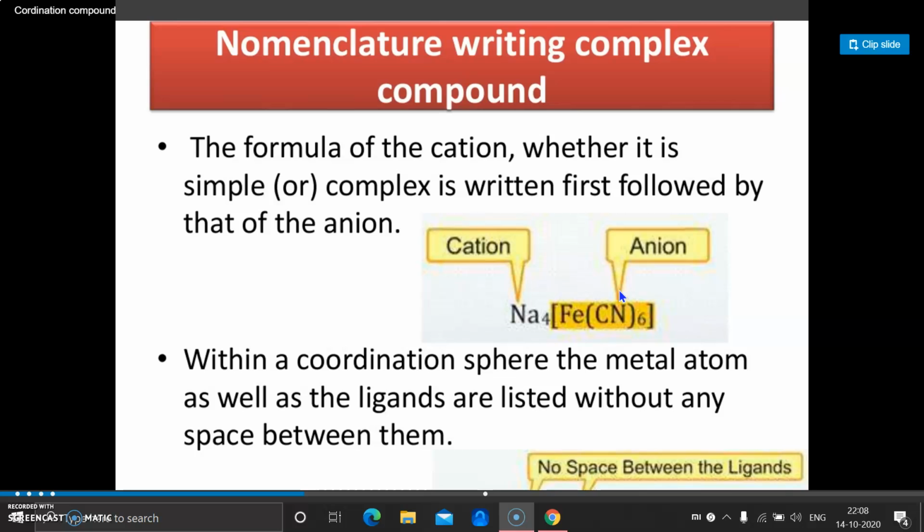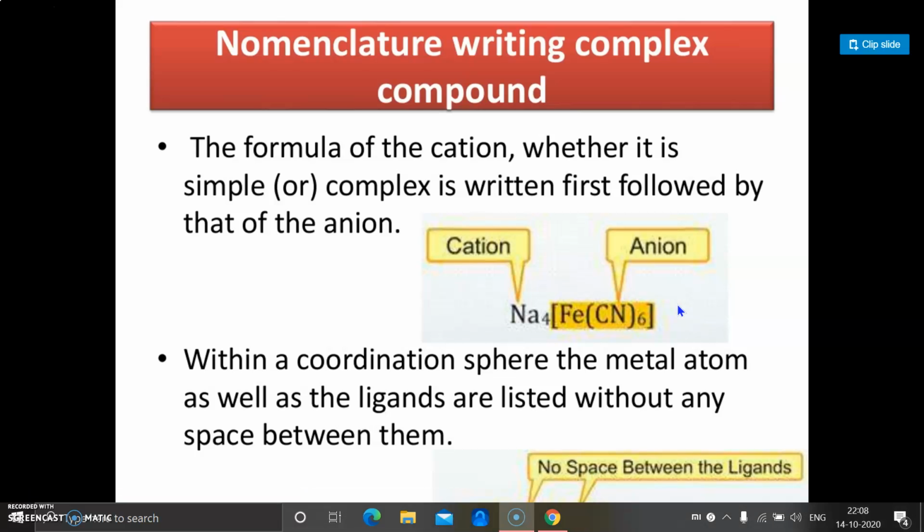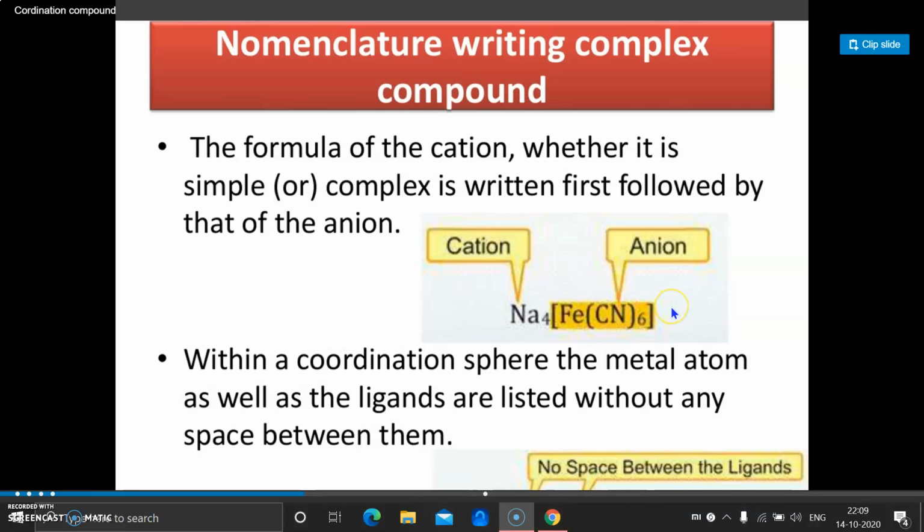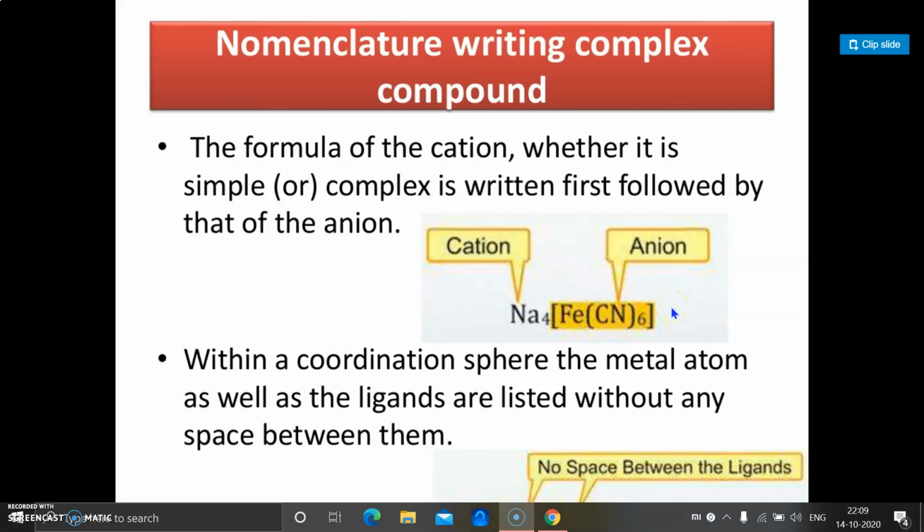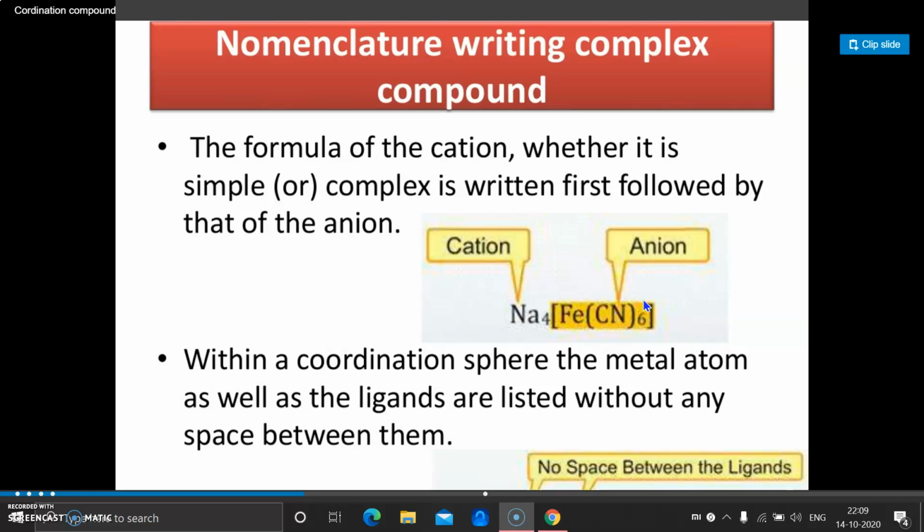Another rule is the order of listing the ligands: firstly we have to write anionic ligand, then secondly neutral ligand, and lastly cationic ligand. Now the third rule is, if there are more than one ligands of any type, say anionic, they are listed in alphabetical order according to the first symbol of their formula and not according to the first letters of their name. Now the fourth rule is the polyatomic ligands are written in parentheses.